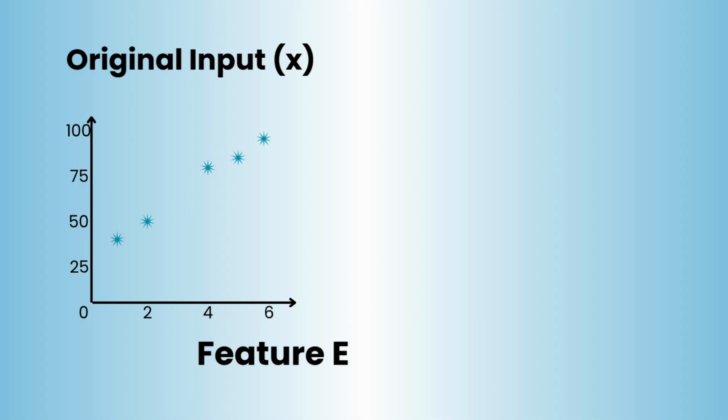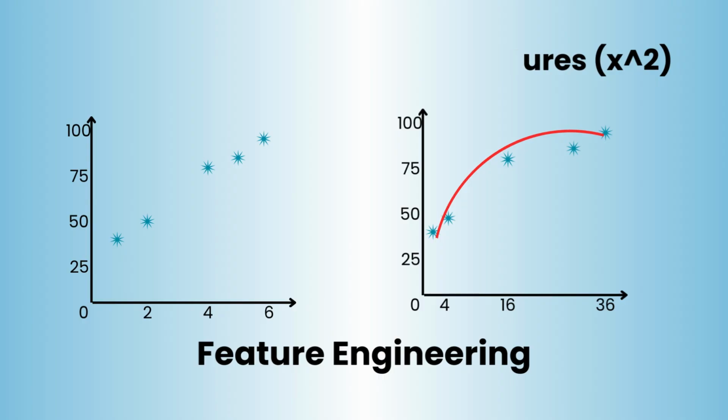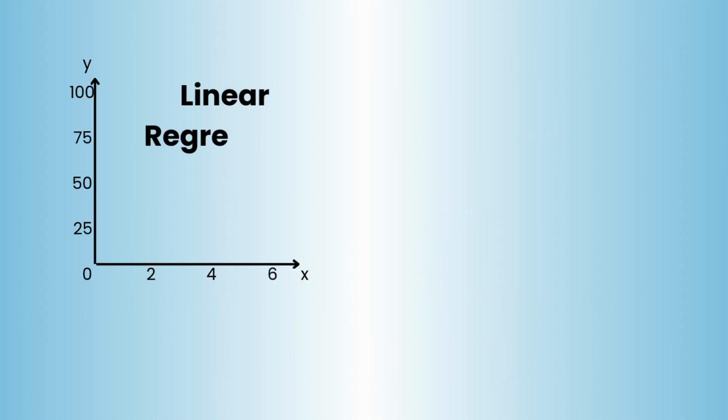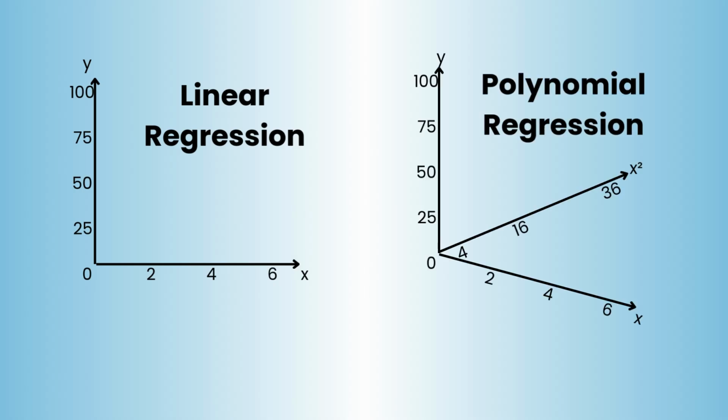If the original input is x, we generate x square, x cube, and so on. Each new power adds curvature. And importantly, the model is still linear in the parameters, meaning the math stays solvable with the same tools we used for linear regression. Polynomial regression is just a linear regression on an expanded feature space.